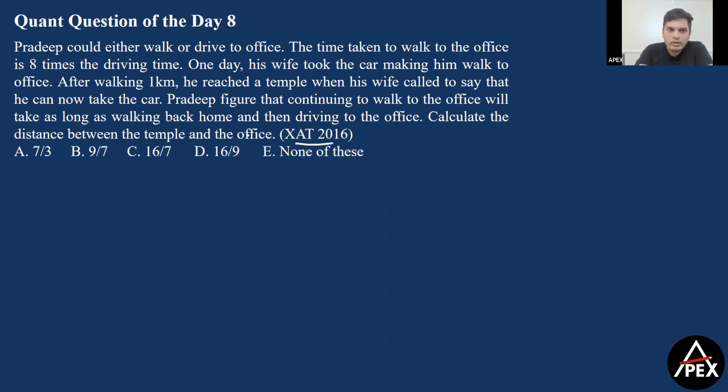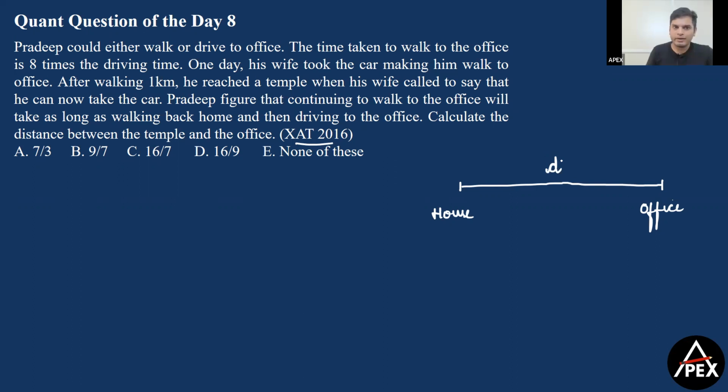In this question, we are given that Pradeep could either walk or drive to office from his house. So let me consider the distance between his house and office be d. And he could either walk or drive to the office. Now the time taken to walk to the office is 8 times the driving time. So walking and driving. It is given that the time taken to walk to the office is 8 times the driving time.